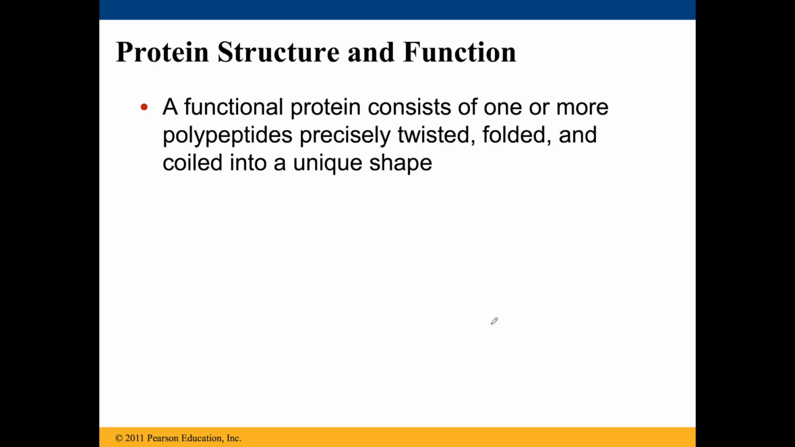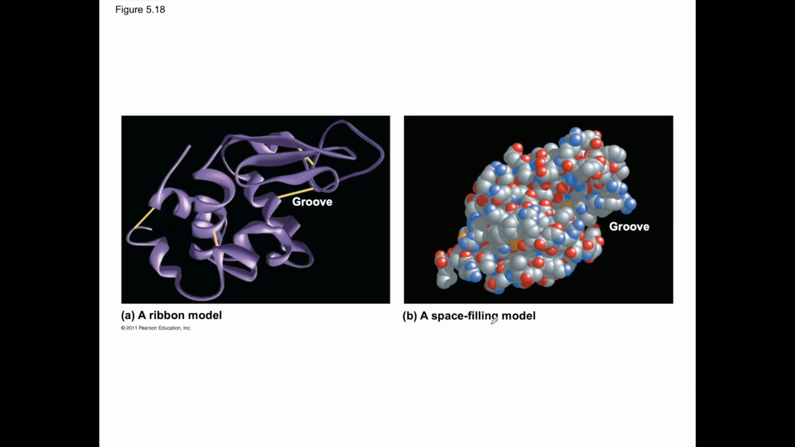Alright, so it turns out that proteins work based upon their shape. For a protein, shape determines function. Now, this is a model of a protein. Okay, in this model over here, each of the different atoms is a different ball, and different colored balls are different types of atoms.